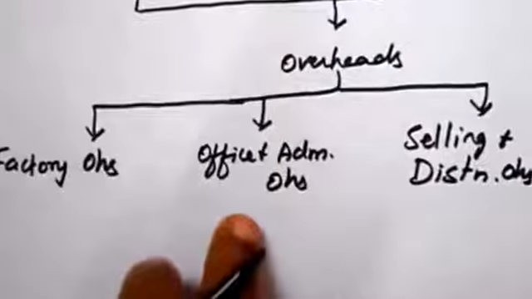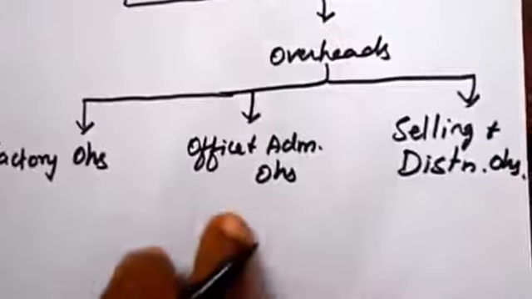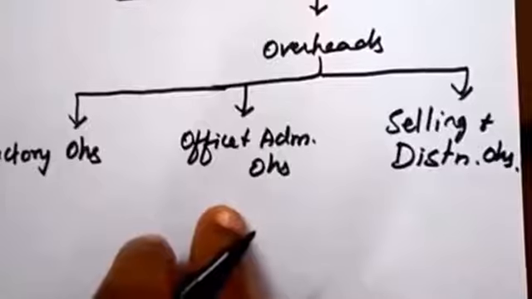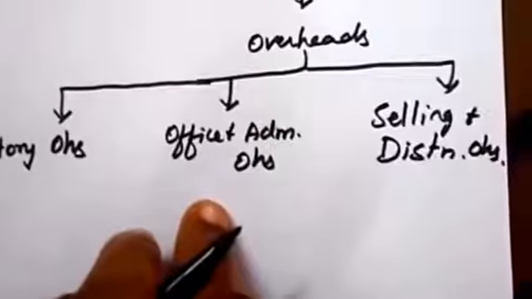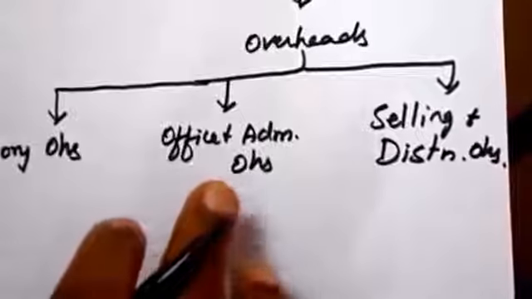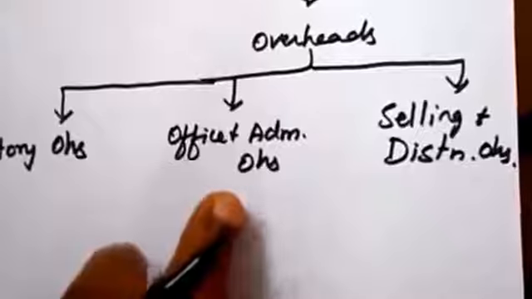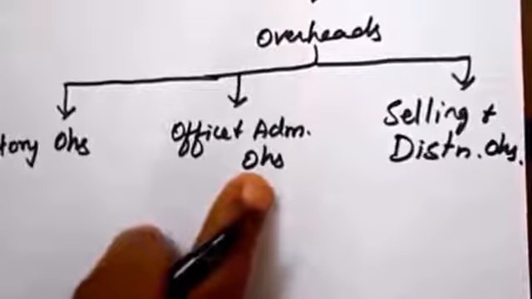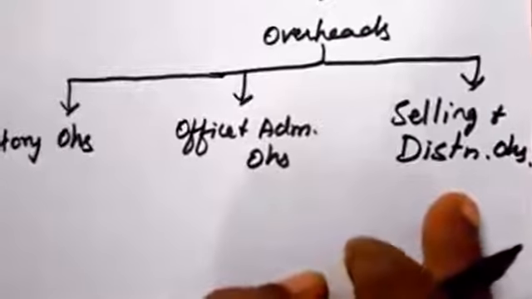And the second one is office and administrative overheads. Office and administrative means office people. For example, employees working in the front office, office rent, stationery items, all these things used in the office for administrative purposes. That expense is called office and administrative overheads. Overheads means indirect expense. And then the last one is selling and distribution expense.